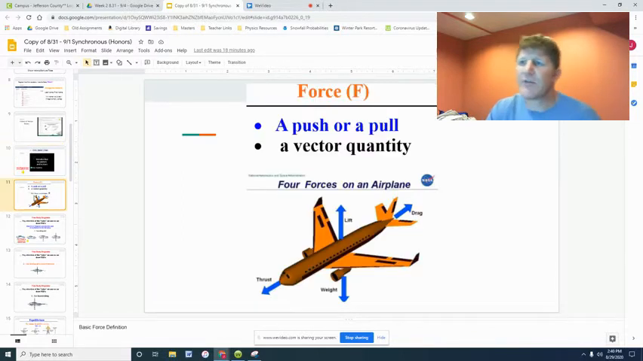Okay, so first off, we're going to start off talking about forces. A force is any push or pull in a simplistic definition, and it is a vector quantity. When we look at this airplane here, we see that there are four forces acting on the plane. The length of these arrows, these vectors, is indicative of the magnitude of the force, the strength of the force. So the longer the arrow, the stronger the force, and also the direction. Because it's a vector, it has magnitude and direction. The magnitude is indicated by the length of the arrow, and the direction is whichever way the arrow is pointing.